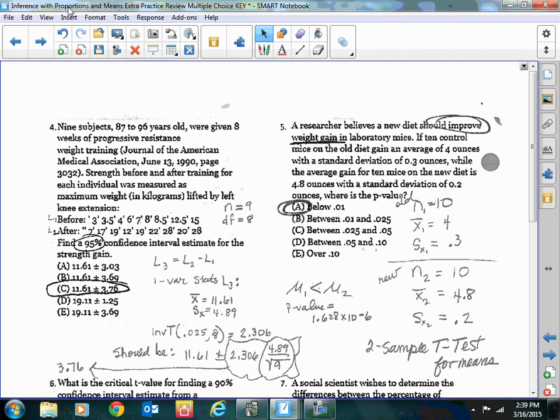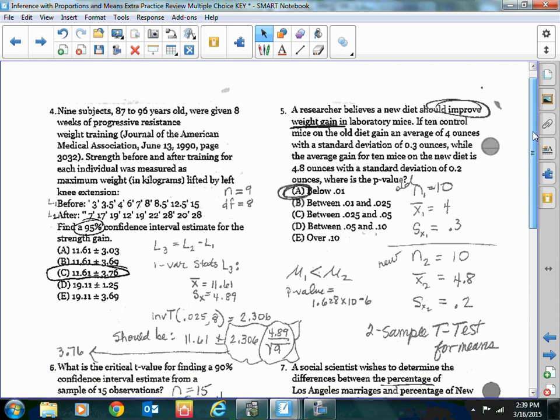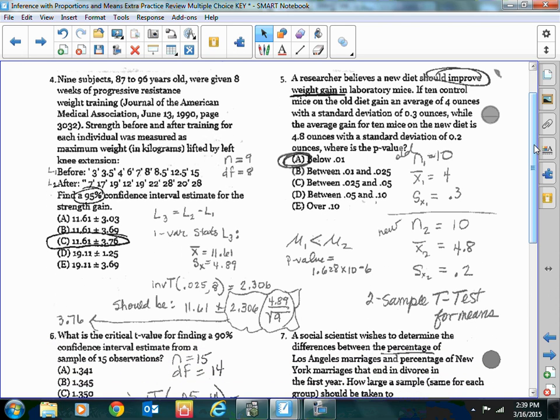Okay, let's do number 4. If you guys want to go back to this. Now, with this number 4, what I did was put these two things in my calculator because it wanted to know the interval. Now, notice that when it did the interval, it just left this margin of error calculated out. So there's a couple ways you can go about doing this.